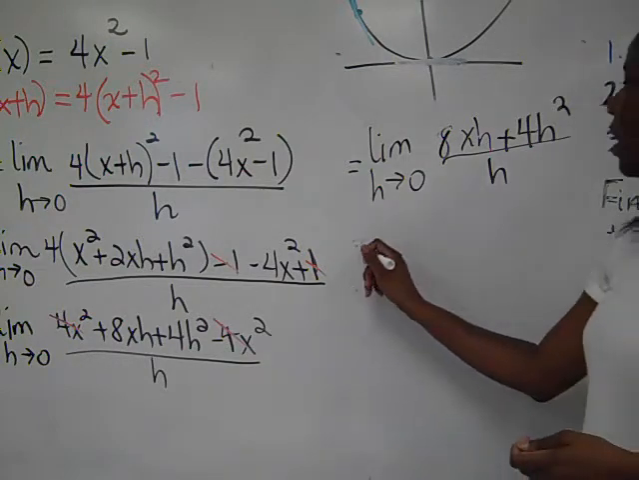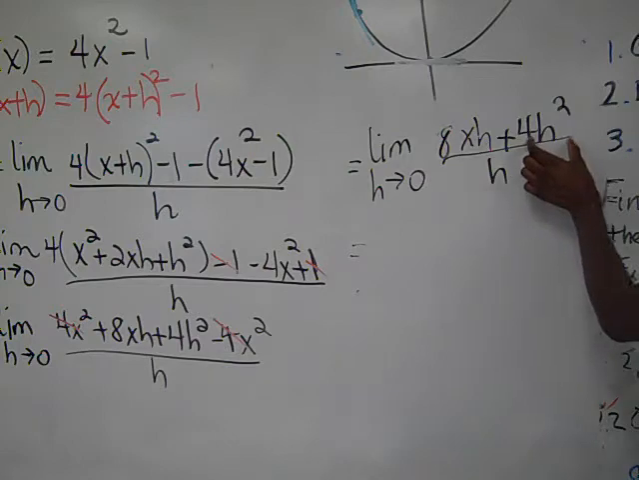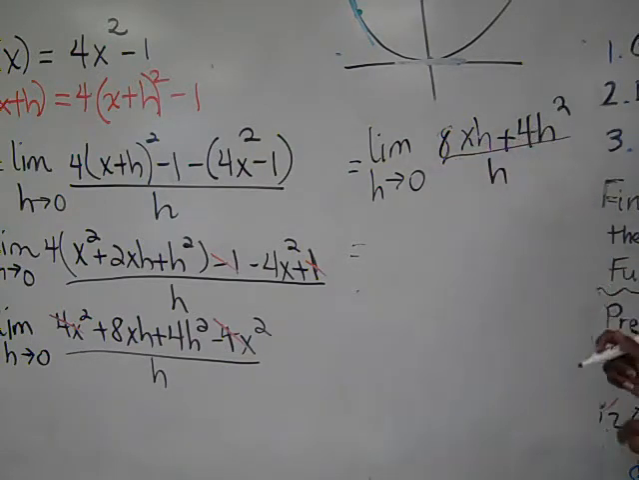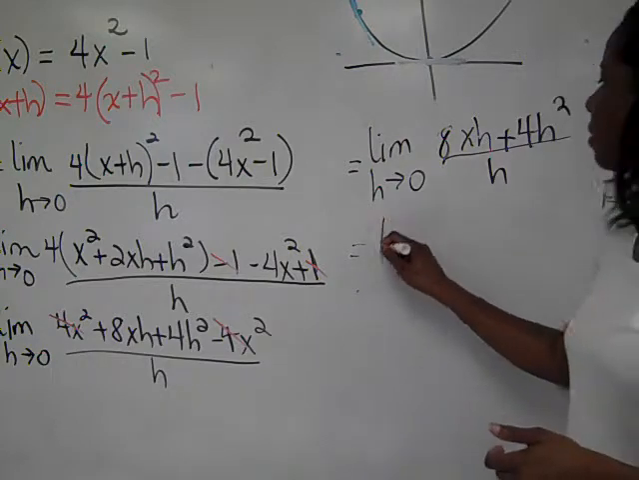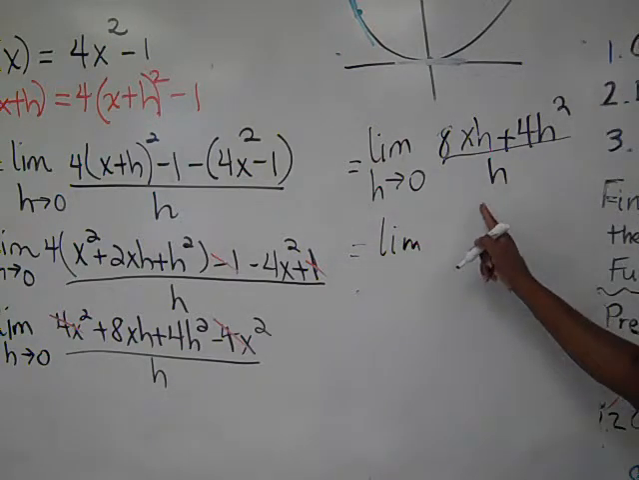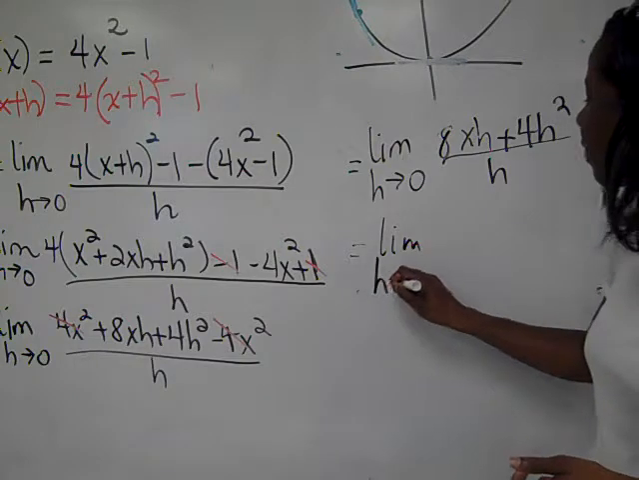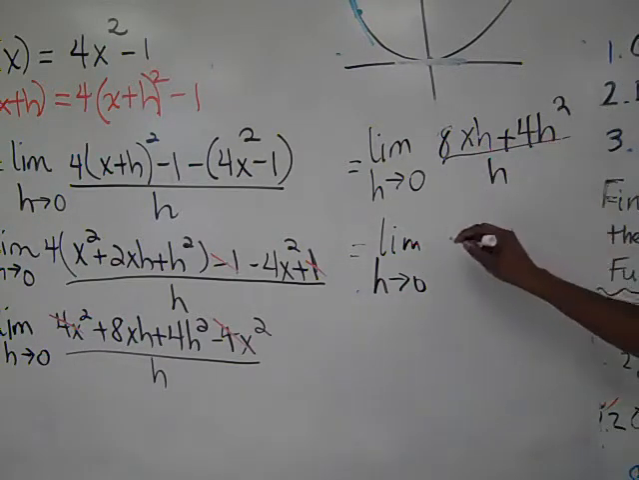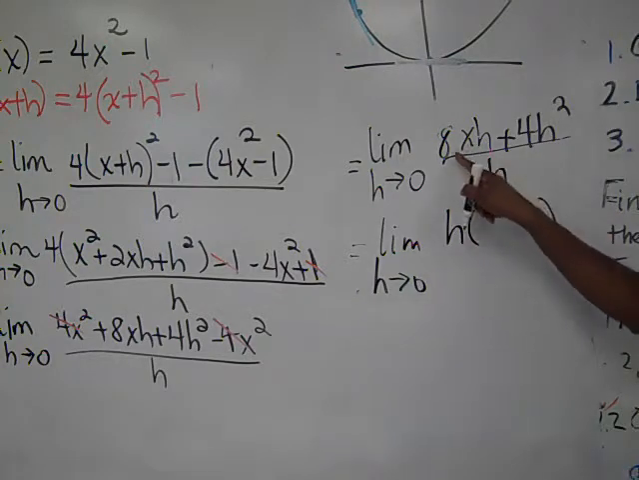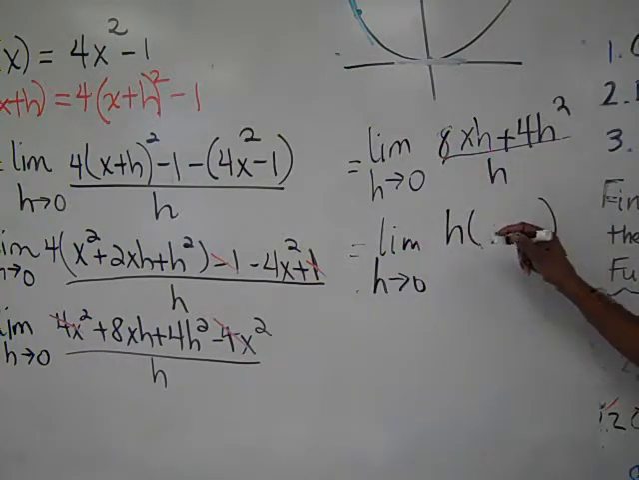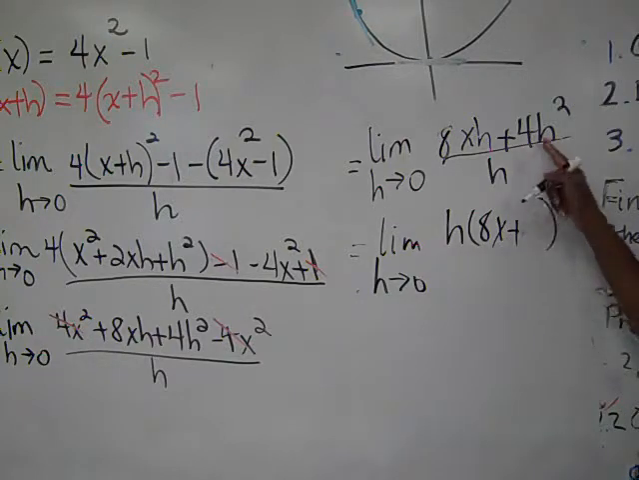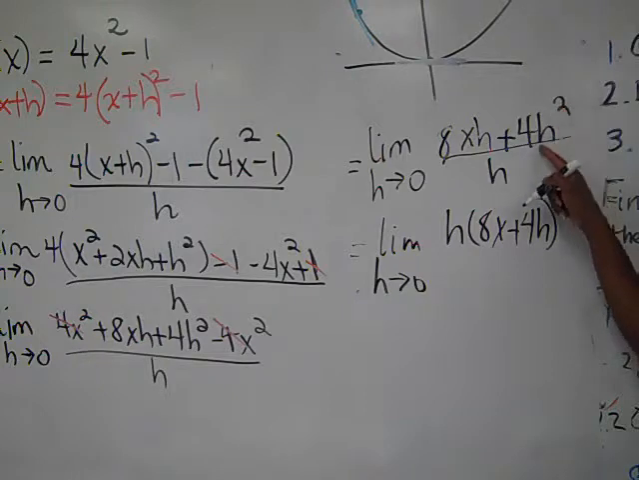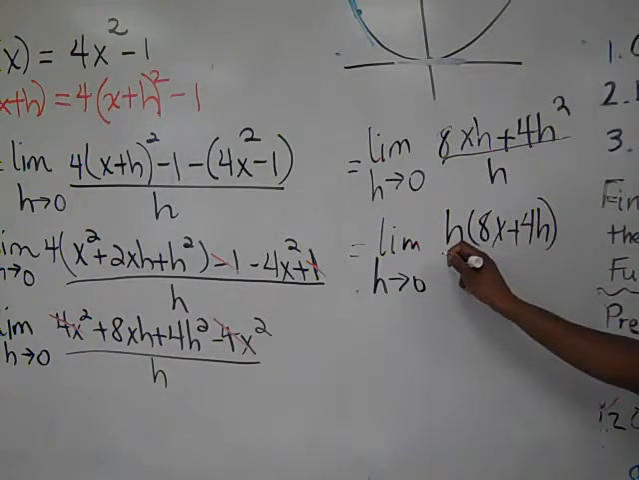Factor your numerator. What do you have in each term in the numerator? Here's a term, here's a term. You got an h. You also have a 4 that you could factor out, but that's not really going to make it any easier. It's the h that we're trying to get rid of. So if I factor out the h, what am I left with in this term? 8x plus, what about this term? 4h, because you still have an h. You only factored out one of the h's. There were 2. All over h.